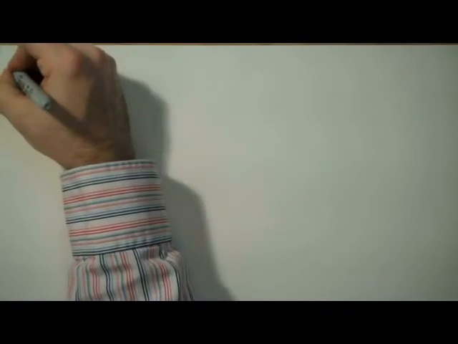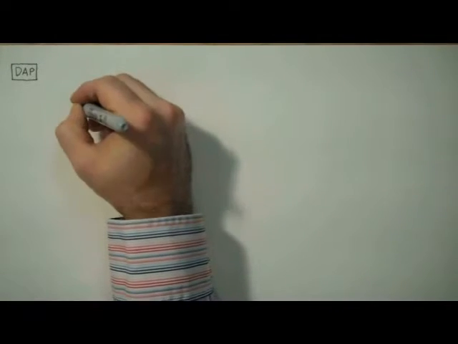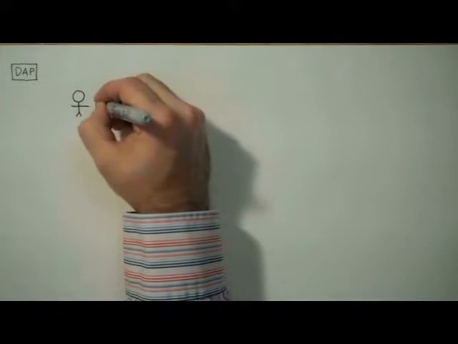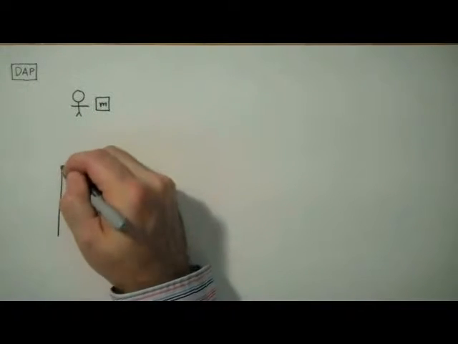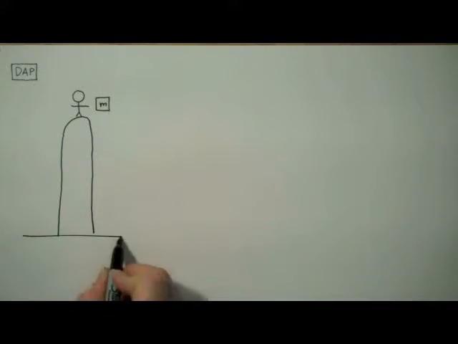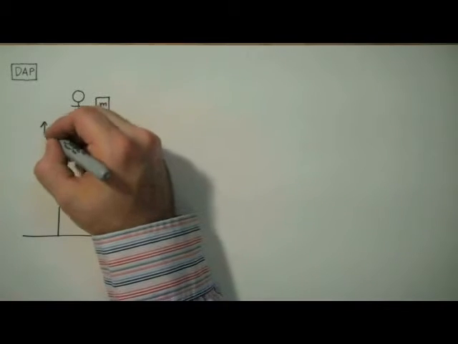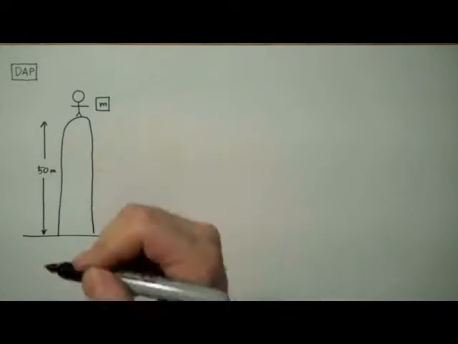So first we start by drawing a picture. When problem solving, you always want to start with visualization. So here's a picture of a person dropping an object of mass m from a tall structure. It looks like maybe a water tower, 50 meters tall.